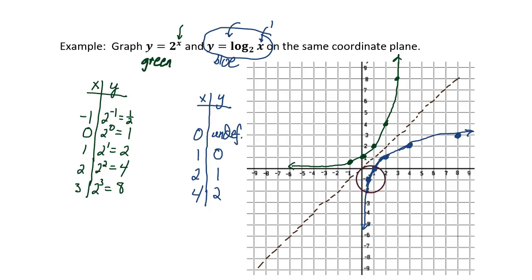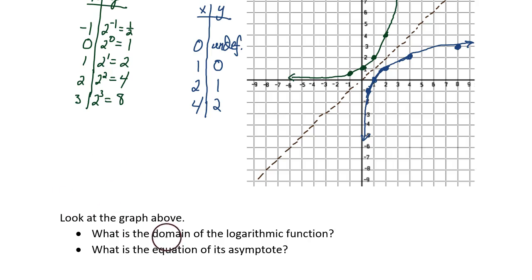And that's why on our graph, we never actually touched where x was 0. The y-axis was an asymptote to our graph. Looking at this graph, what's the domain of a log function? What x values are you allowed to have? x is greater than 0. What's the equation of the asymptote? Well, the asymptote is the vertical y-axis line. So the equation of that is x equals 0.